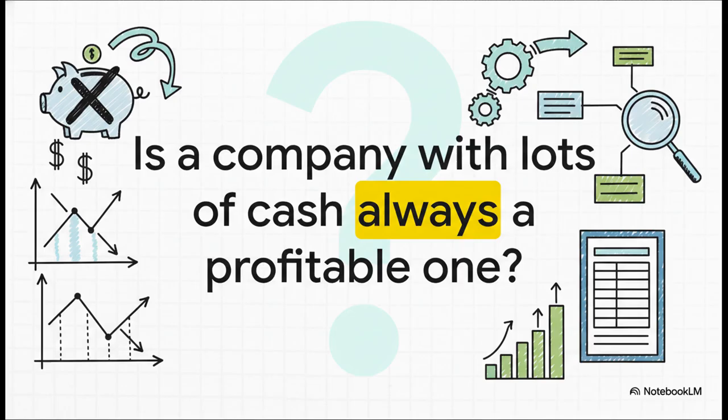And understanding the difference between cash on hand and actual profitability is probably the single most important lesson you'll learn in managerial accounting. It's the difference between looking at a snapshot of what's in a company's wallet versus understanding the long-term health of its entire economic engine. We're going to unpack exactly why that is today.